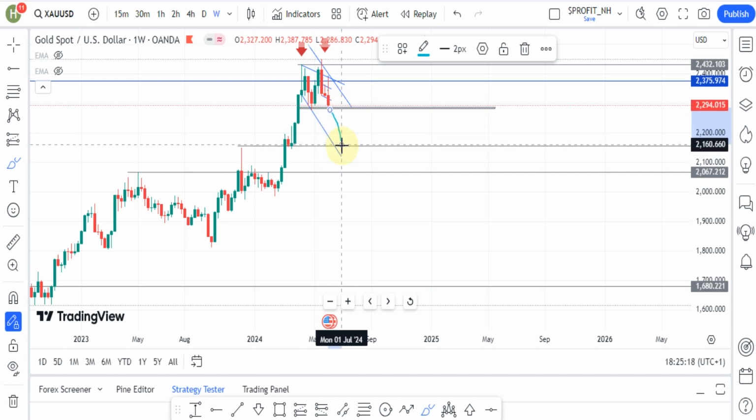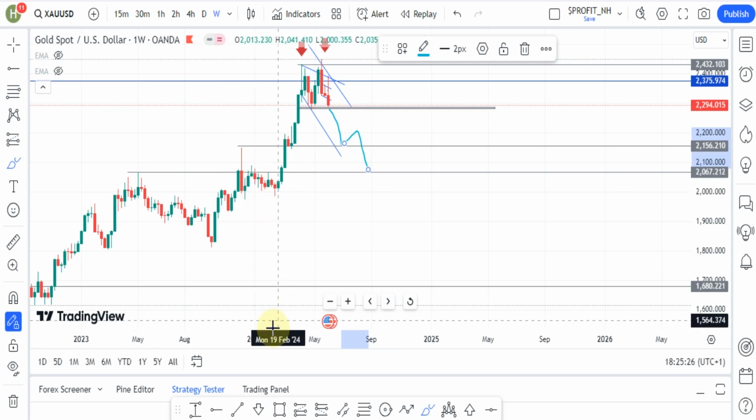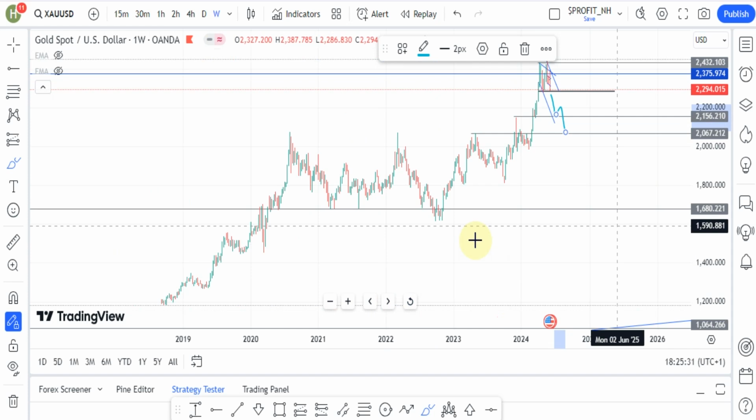So it might come all the way down here temporarily before coming again all the way to this area where we had a neckline from that previous inverse head and shoulders the market had already given us at this point.